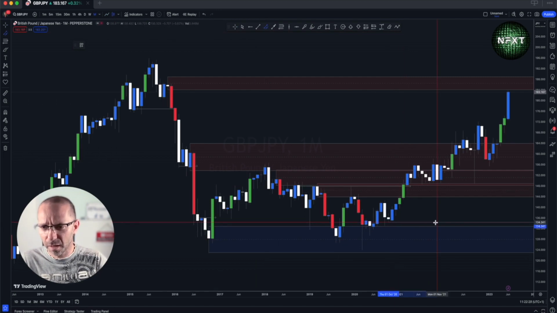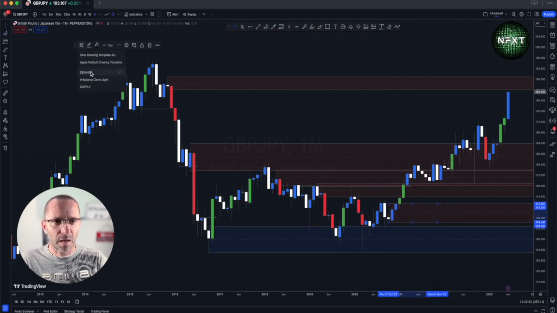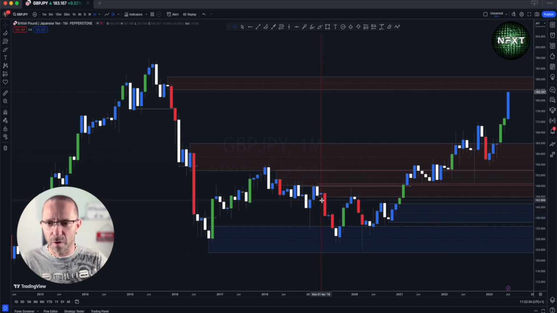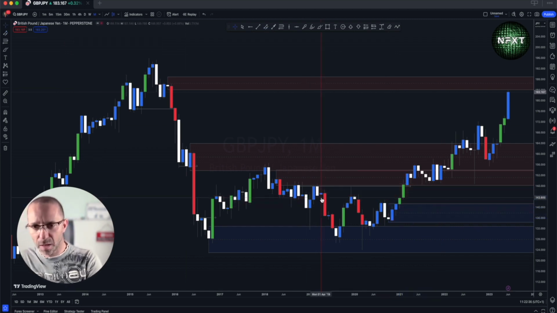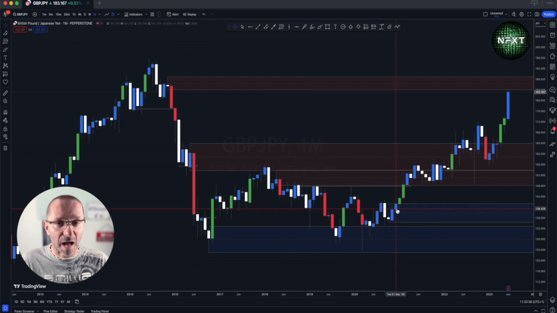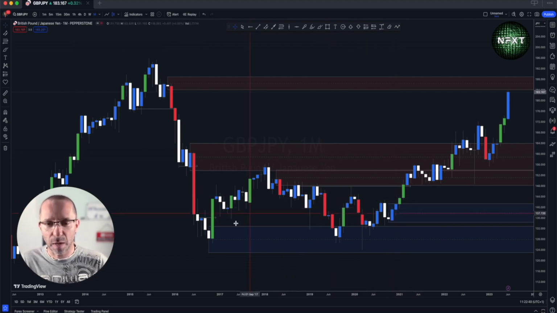So from here, I can mark out a new area of demand. And what that actually shows me now is that we remove this area of supply. Okay, it shows me the demand is now in control. We had a demand zone held. We've broken through, removed an area of supply, left a new area of demand. Demand is in control. I'm not expecting these areas now to hold.